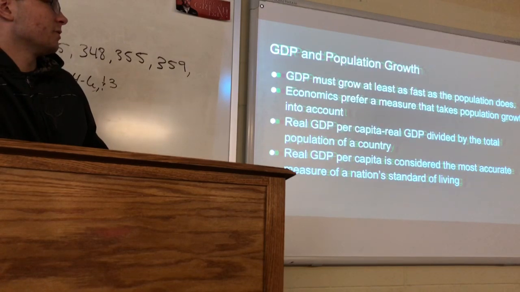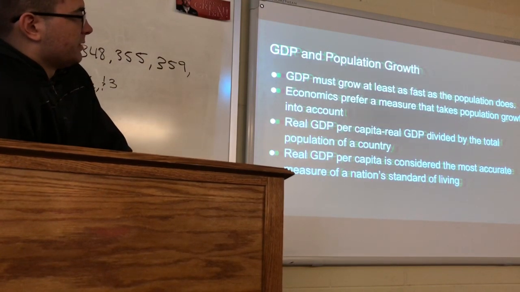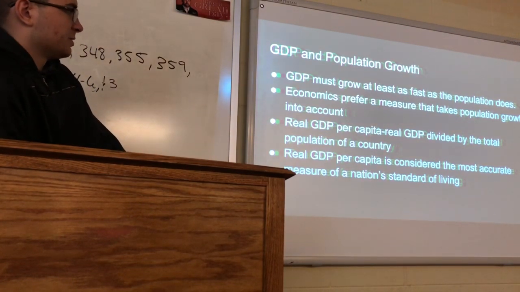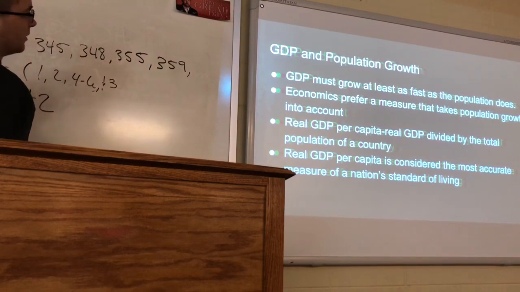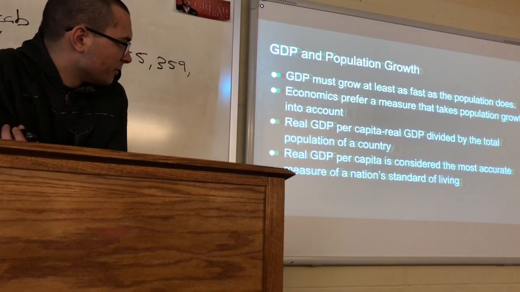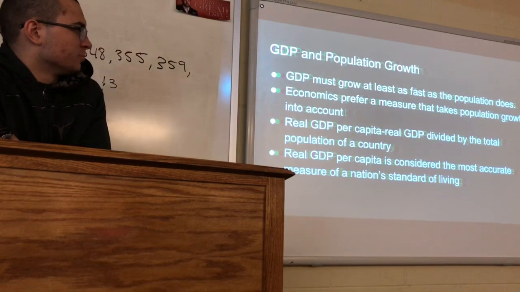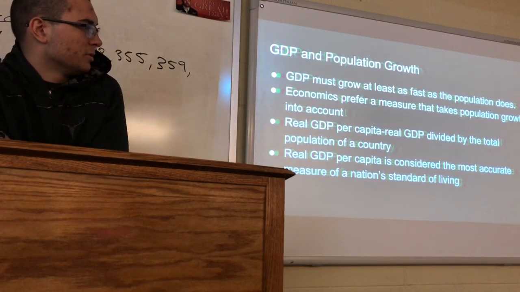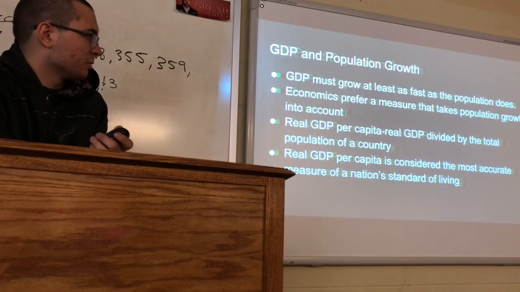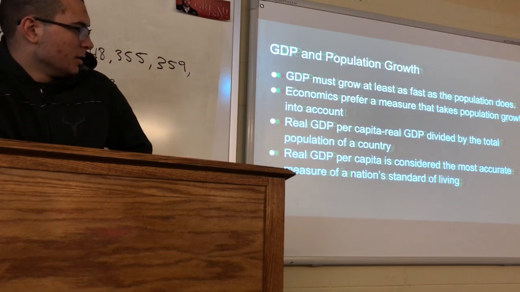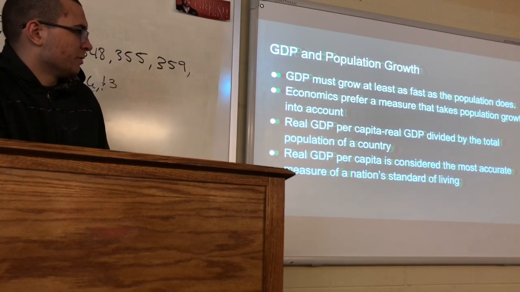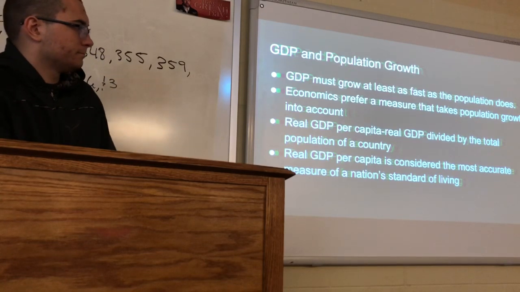GDP and population growth. GDP must grow at least as fast as the population does. Economists prefer a measure that takes population growth into account: real GDP per capita, and this is one of your vocab words. Real GDP divided by the total population of a country. Real GDP per capita is considered the most accurate measure of a nation's standard of living.